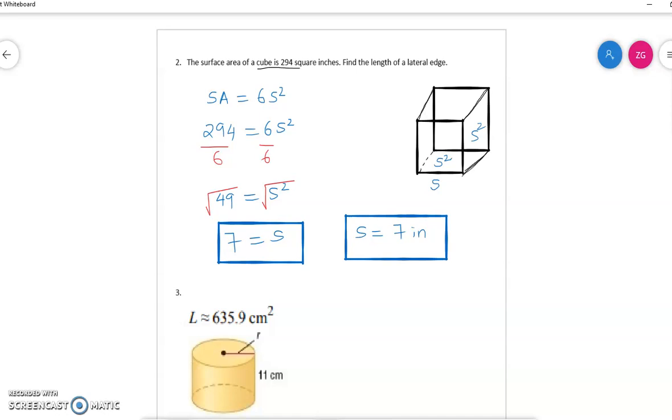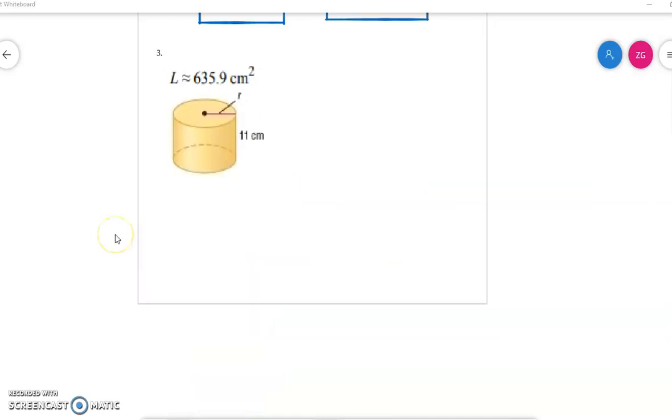Now let's move on to the next question, number 3. It's a cylinder. The lateral surface area or the curved surface area is given as 635.9 square centimeters. The height is 11. We are supposed to find the radius. The formula for lateral surface area is the perimeter of the base, or the perimeter of the cross section, multiplied by the height. The perimeter of the circle is 2 pi r and height is h.